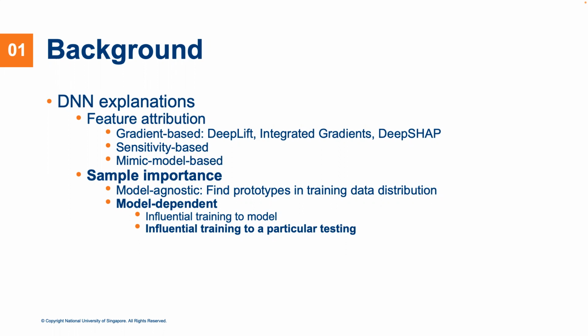Okay. So in this presentation, we will look at the latter category, which is model dependent. And inside this model dependent category, it can be further divided into two categories. First one is we look at influential training samples to the model. Second is we look at influential training samples to a particular testing data point. So can I ask, for the mimic model based, do you have any example work? Oh, it's like you use a random forest to mimic the behavior of a deep neural network. It's more like a model abstraction, something like that. Okay.